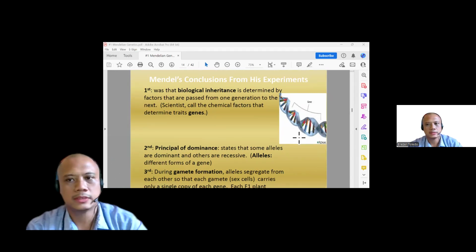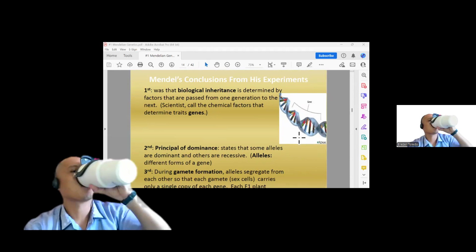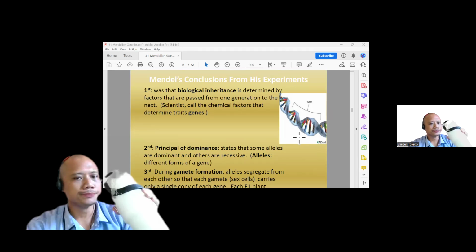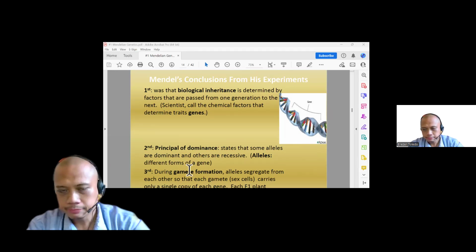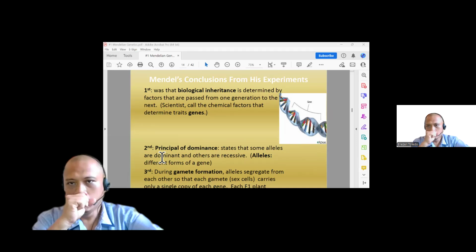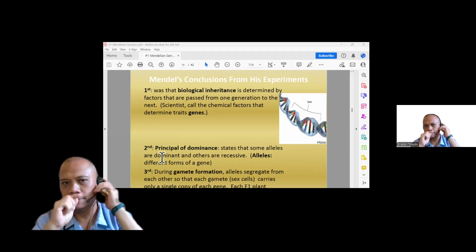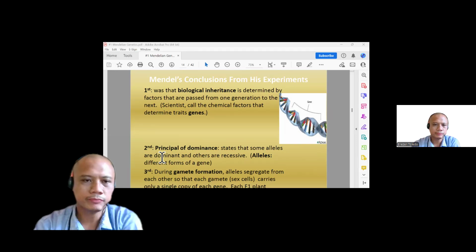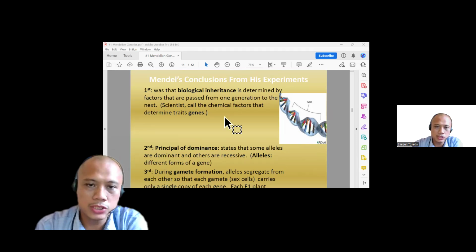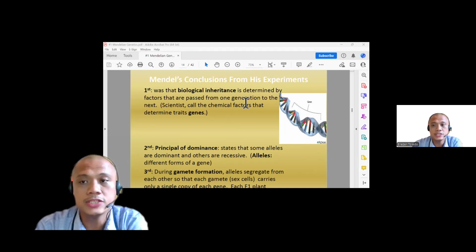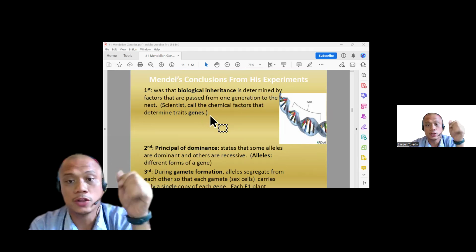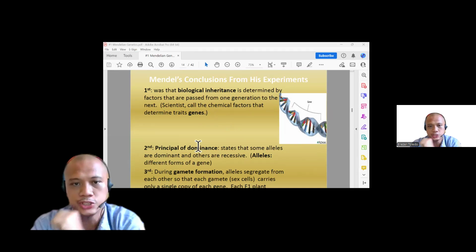First, biological inheritance is determined by factors that are passed from one generation to the next. And scientists call these genes.